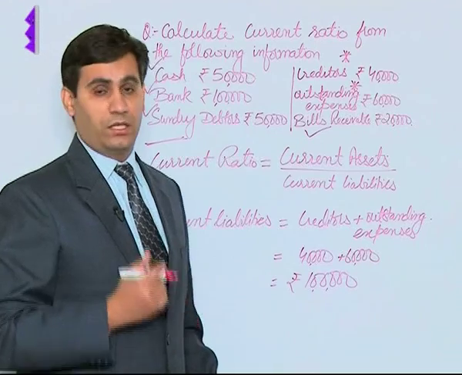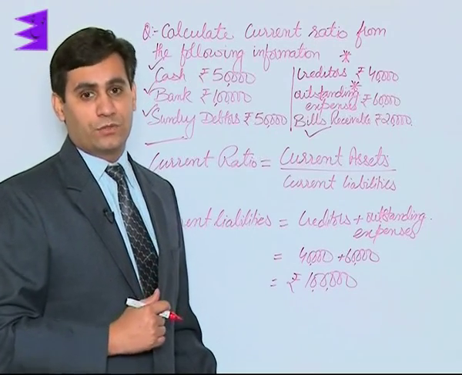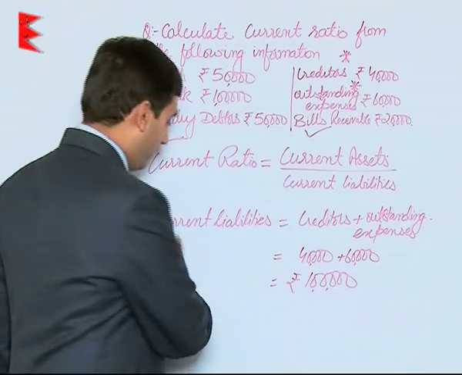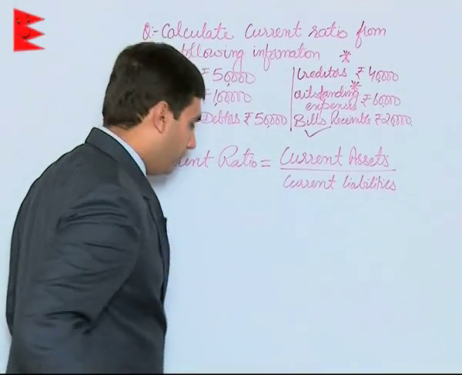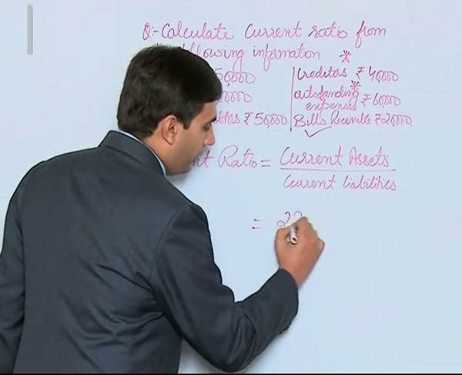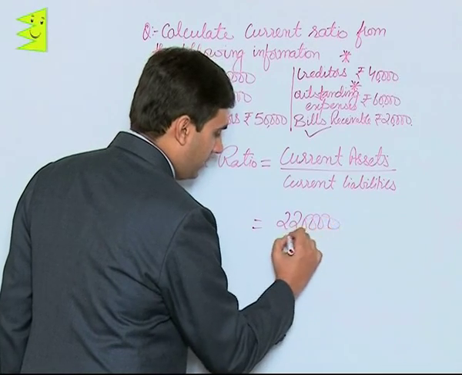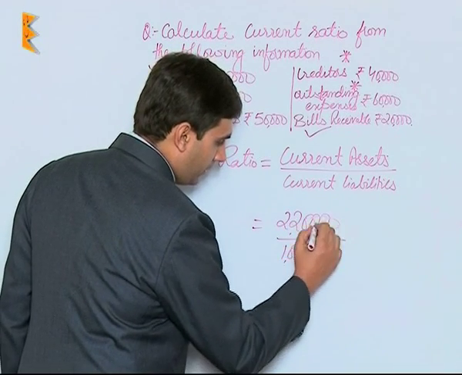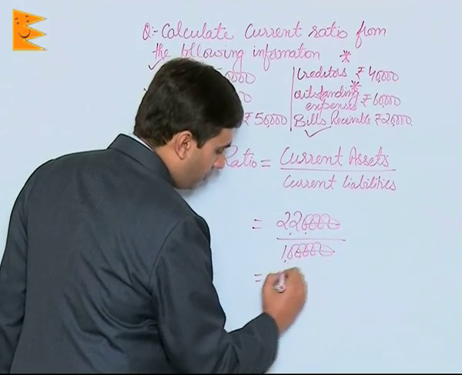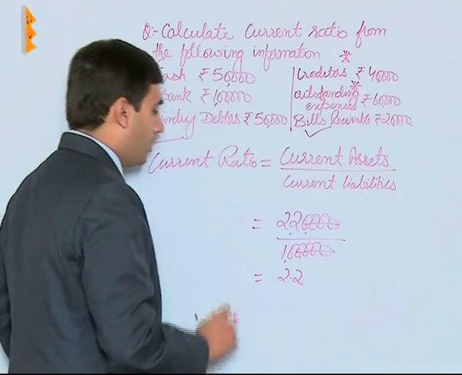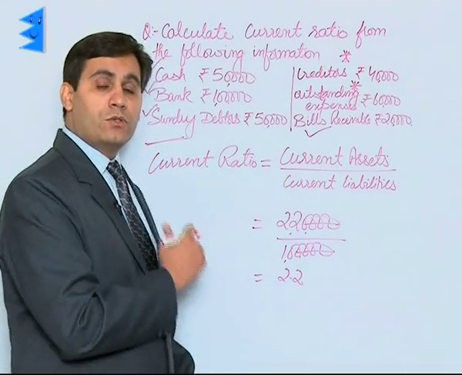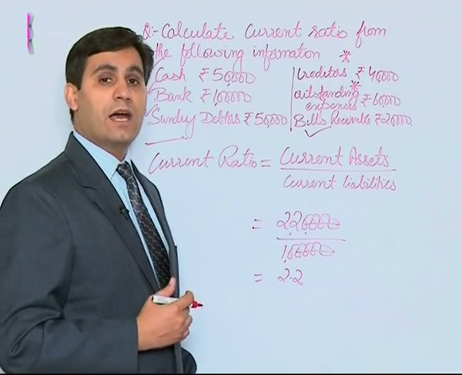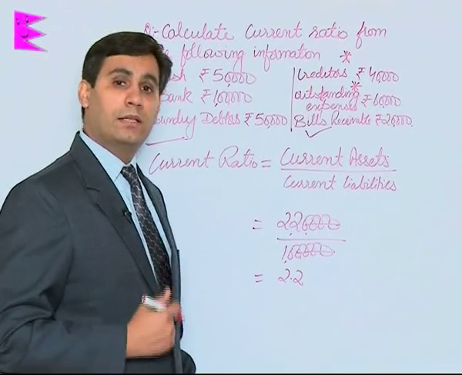Now we have current liabilities as equal to rupees 1 lakh and current assets that we had calculated just before this one were rupees 2 lakh 20,000. Once we have both these figures, we can calculate current ratio, which will now be equal to 2,20,000, that is for current assets, divided by current liabilities, which are 1 lakh. So this comes to 2.2. So students, current ratio in this question is 2.2. That means that the current assets are 2.2 times the current liabilities.